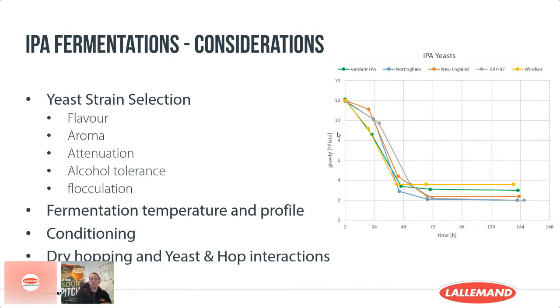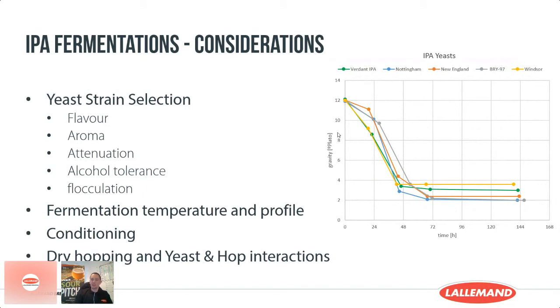The attenuation of the yeast is crucial as well. On the screen there, however well you can see, is an overlay fermentation. Same wort, same conditions, 5 different strains that we're going to look at in close detail very soon. You can see the difference in attenuation. The more highly attenuated strain, which in this case is Nottingham, versus a lower attenuating strain like Windsor, the difference in final gravity is nearly 2 Plato. So the sugars that the yeast strain will utilize is very important to the overall perception of the IPA.